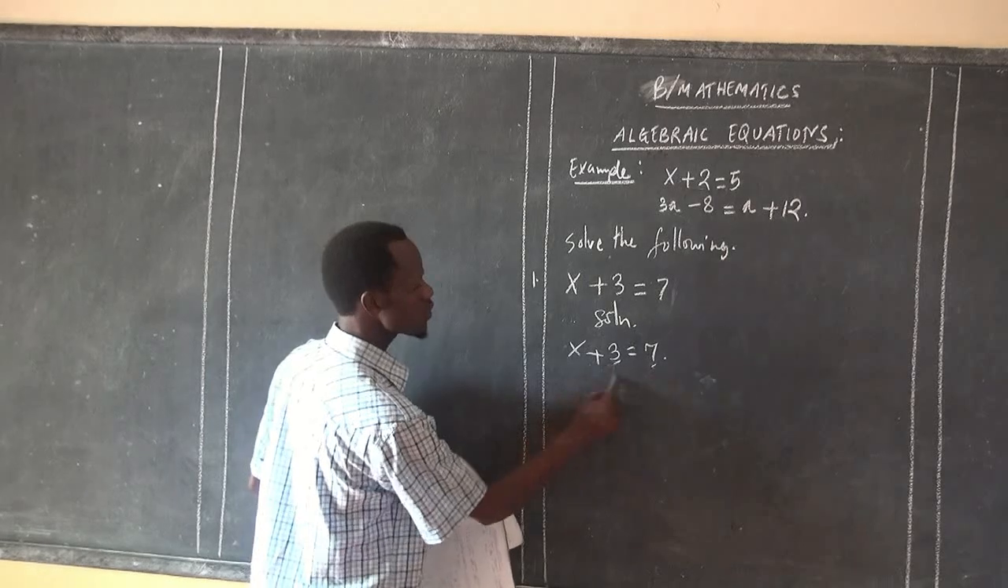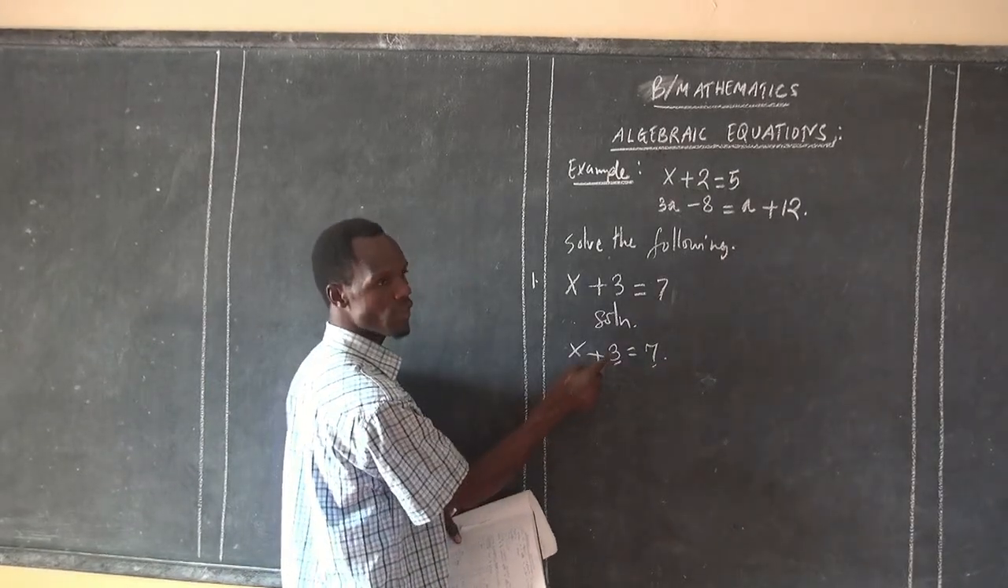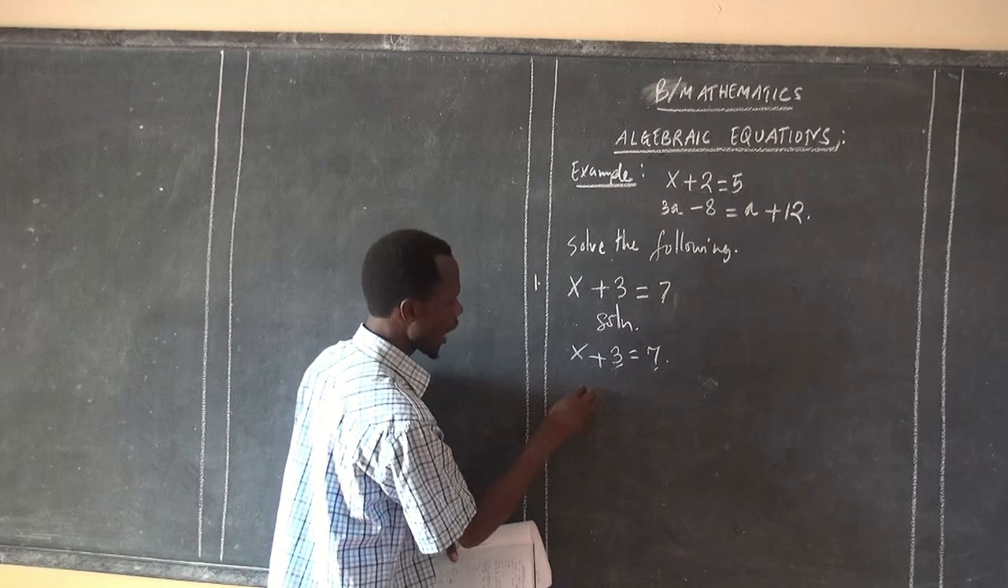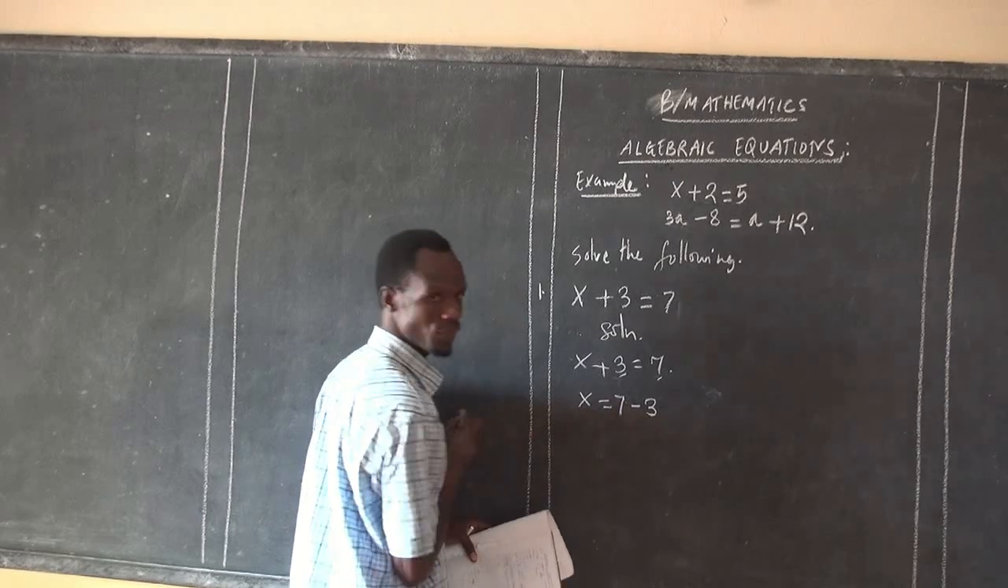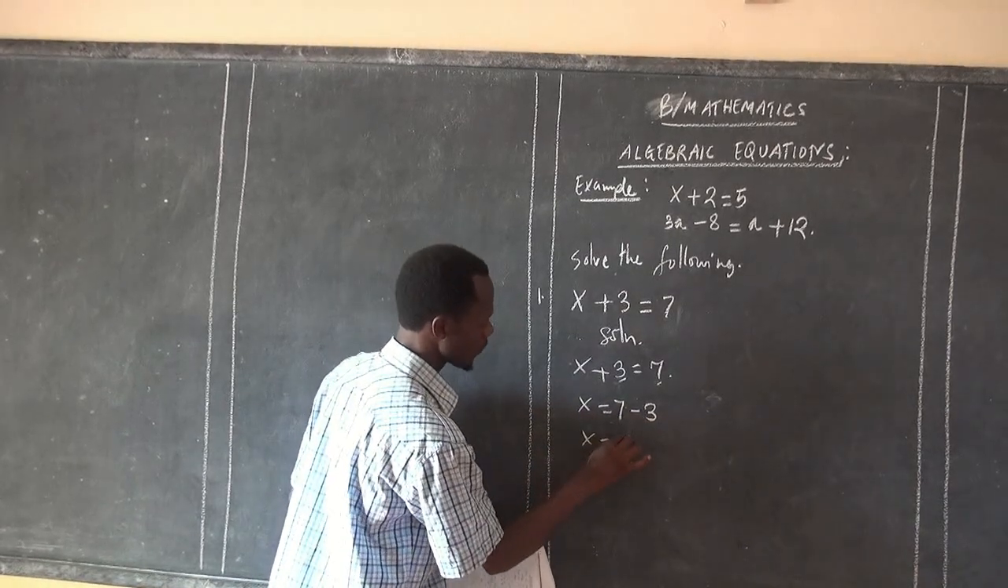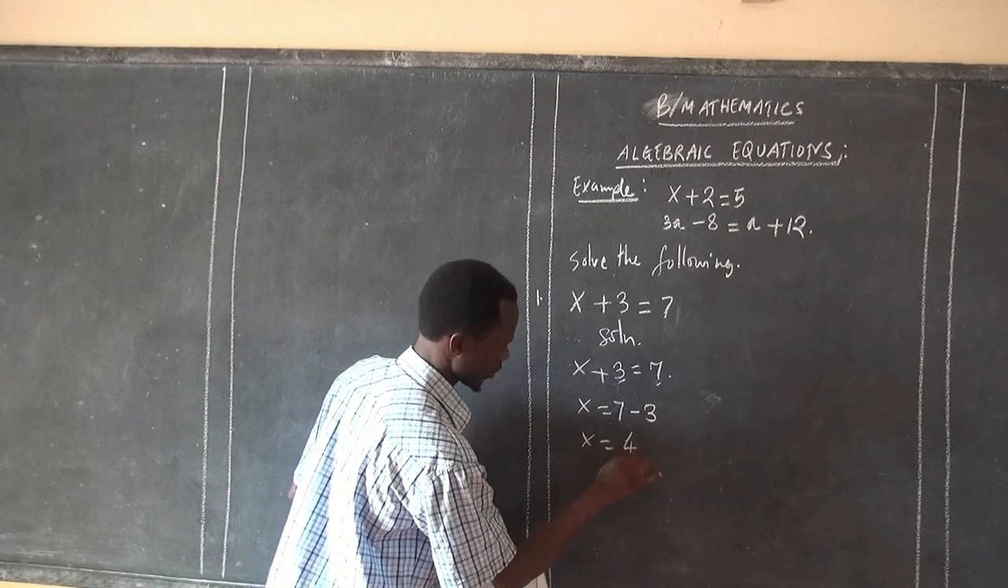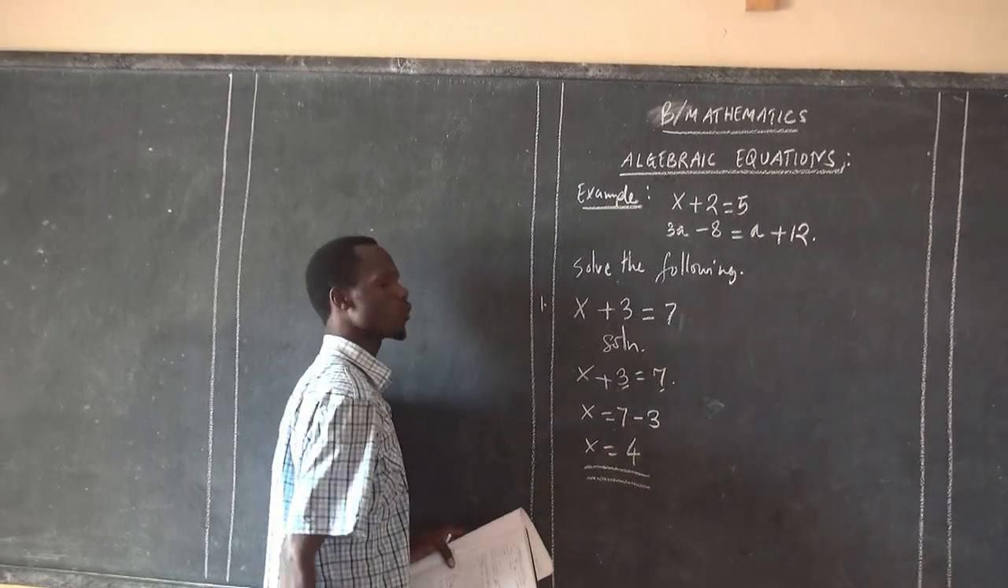Now, taking this to the other side, if this is positive, now it becomes what? Negative. Now we have x is equal to 7, negative what? Negative 3. Now x is equal to what? To 4. Now the value of x is equal to 4.